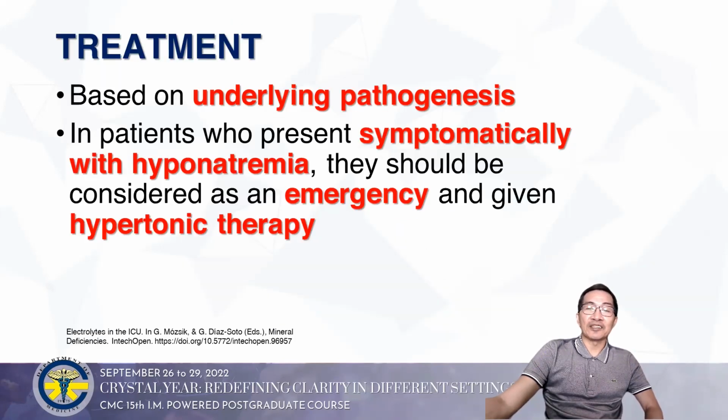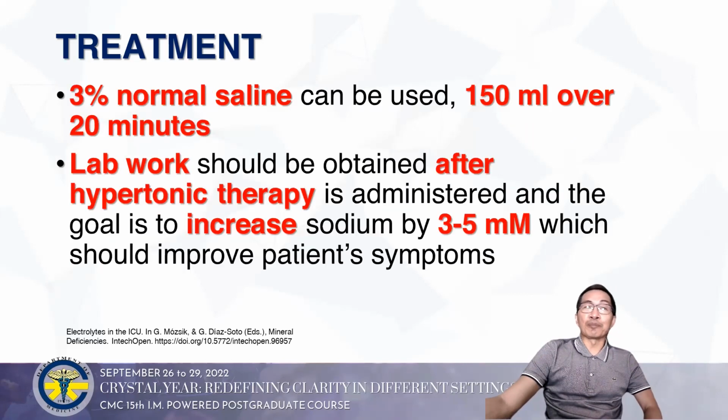Patients who present with symptomatic hyponatremia should be considered an emergency and be given hypertonic therapy. Now, the treatment would be 3% normal saline, which can be given 150 ml over a period of 20 minutes. After which, you have to recheck your lab values. Lab work should be obtained after hypertonic therapy is administered, the goal being to increase sodium by 3 to 5 millimoles, which should improve your patient's symptoms.